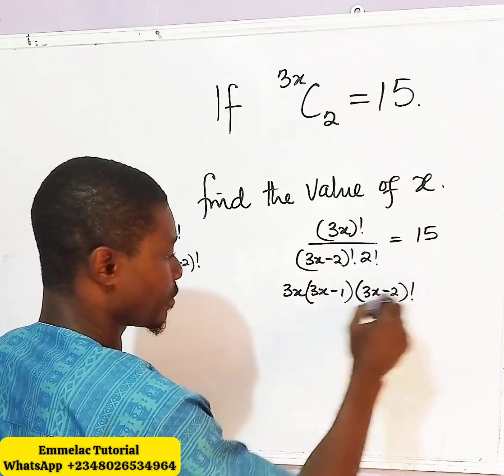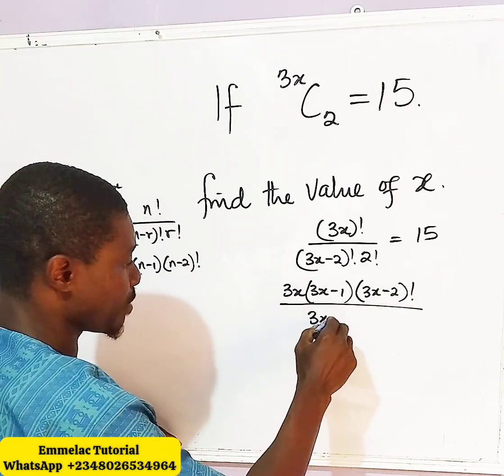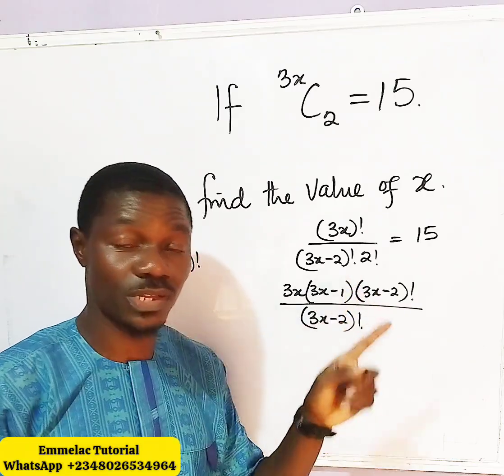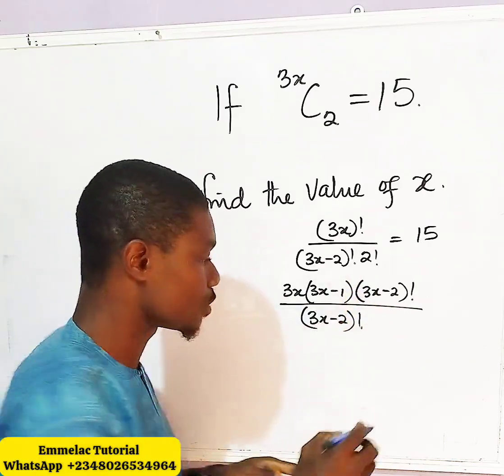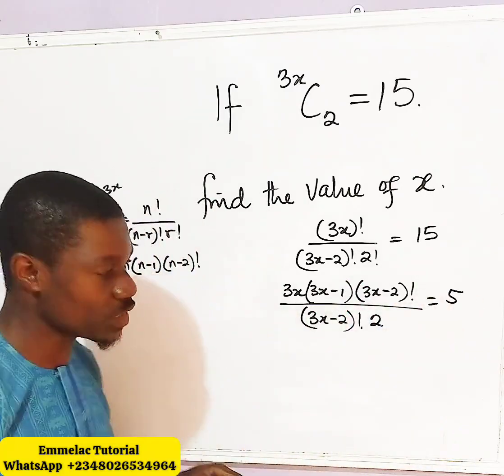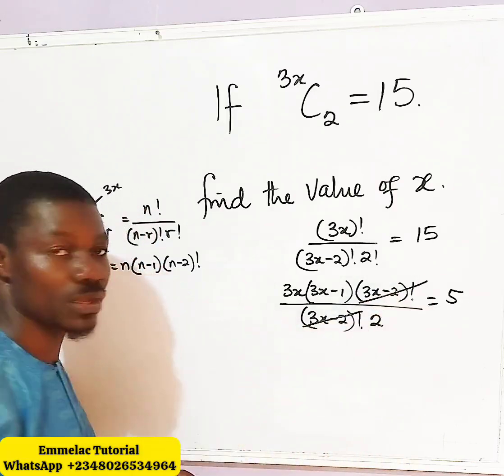So here we have 3x minus 2 factorial. Then 2 factorial simply means 2 times 1, which is 2. So we can just stop there. Then equals 15. At this point you can see we have the same term, so I can just cancel this out.